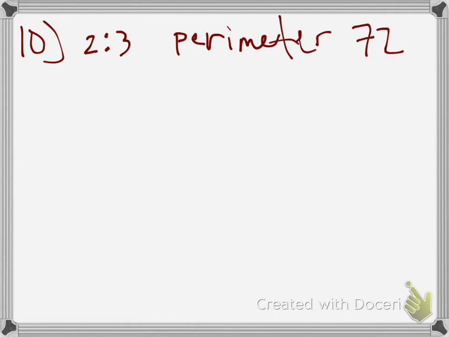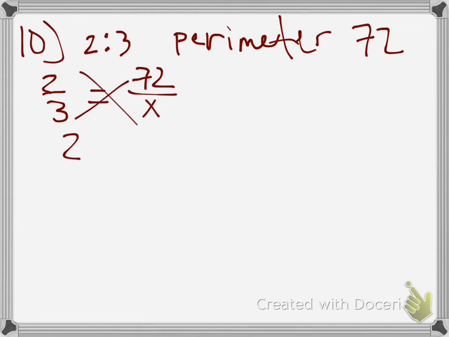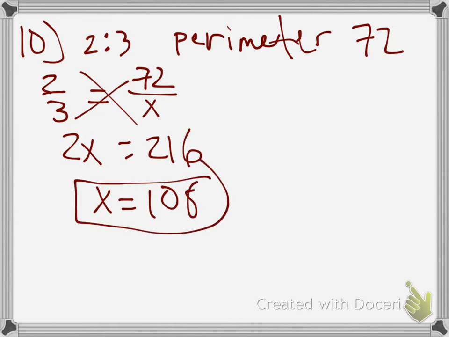Perimeter 72. Okay, so that's like saying 2 to 3, and then you just need to know where the 72 is going. And it says here it's a small one, so I would do this. Notice small to small. And then that way I can say this is x, cross multiply, I got 2x is equal to 216, and then you divide by 2 and you get x is 108. I guess feet if you want to put feet. Easy peasy, right? Alright, so let's look at number 11.